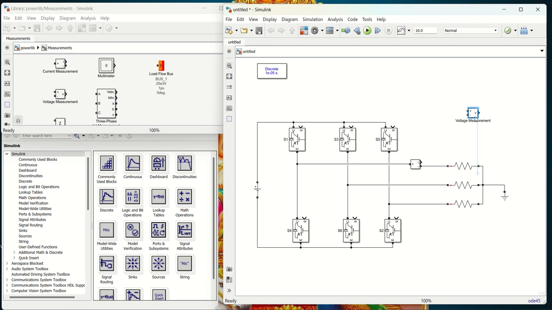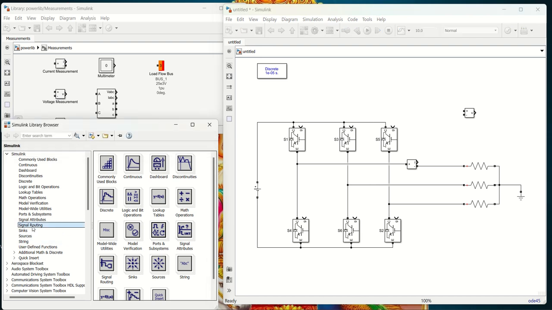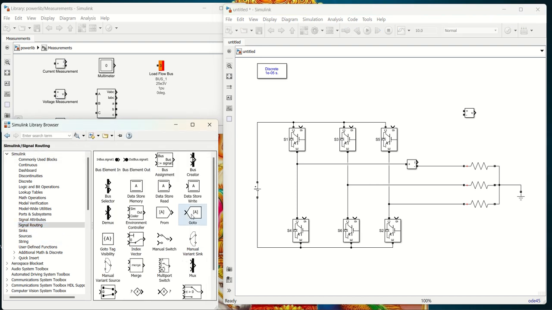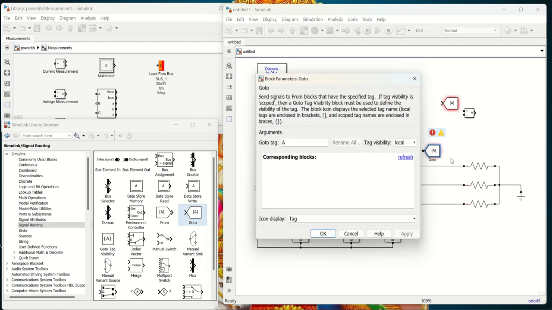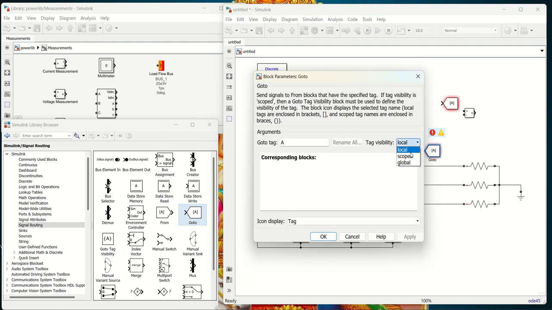Now voltage we can measure in two ways, right? So I will try to give tags; that will be easy. I will give signal routings, and this is our current. In the last video we discussed global and local tags, right? So this is I. Simply I am taking I.